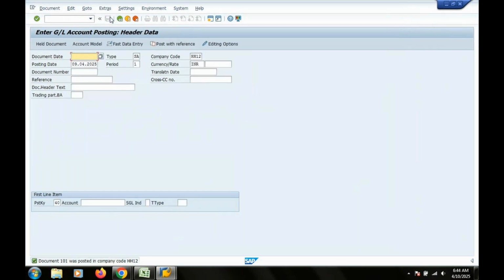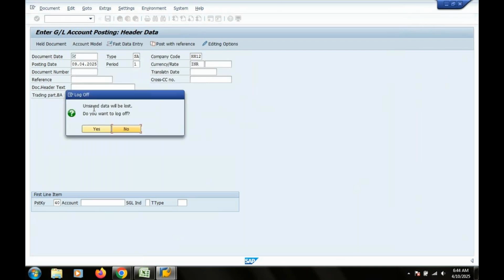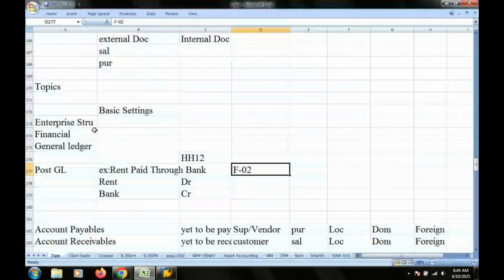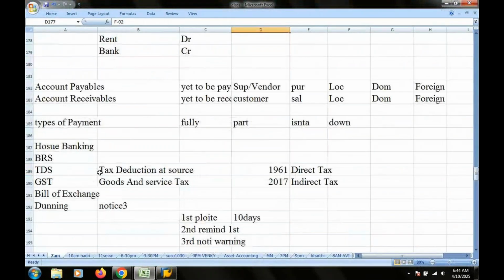See here, I got a message at the bottom of the screen: Document 101 was posted in company code. It means once you have done the backend configuration and front-end configuration properly, then only the system will accept our configuration and save the data. Now, this is the process, each and every configuration we are doing. These are all real-time scenarios I'm explaining.